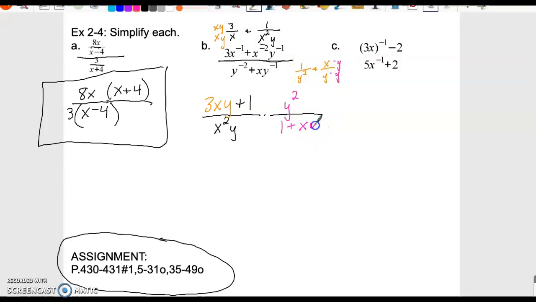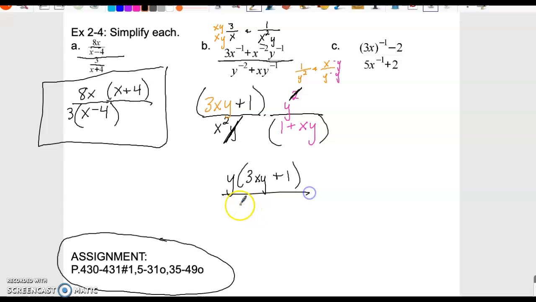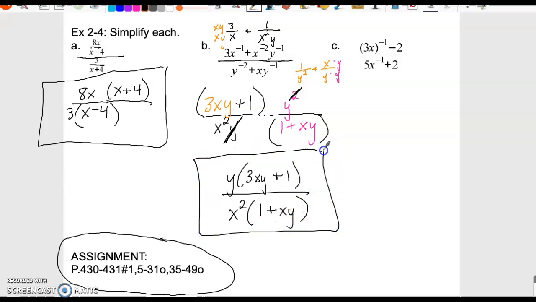As far as canceling things out though, it would be worthwhile to put in parentheses again, because the only thing you can cancel out is one of these y's, because remember y squared is y times y. Up here we had a 3xy, and down here we have a 1xy, so those cannot be canceled. The best thing you can do is rewrite as 1 over y, quantity 3xy plus 1, over x squared, quantity 1 plus xy. If you want to do the commutative property, that's fine, but there's nothing else to do there.